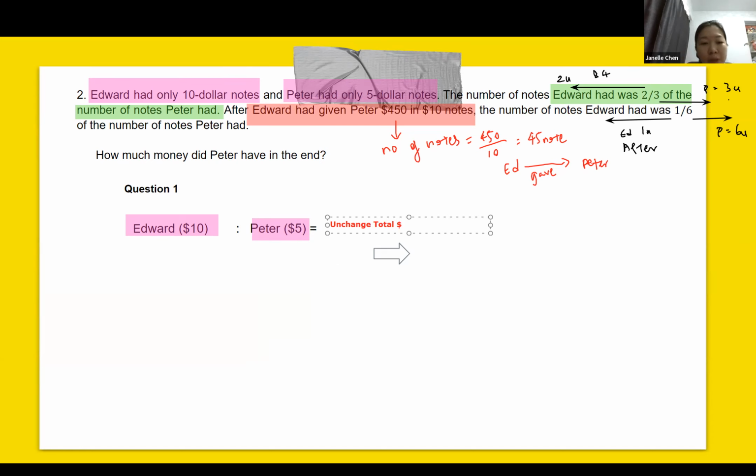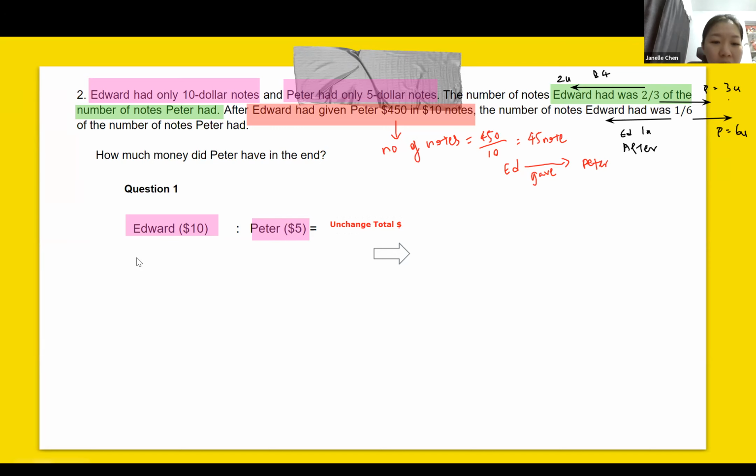So for example, Edward at first had $100, Peter at first had $50. The total amount between both of them is $150. When Edward gives $10 to Peter, Edward becomes $90, Peter becomes $60. The total is still $150. That's a brief example. So when it is an internal transfer between two persons, the total amount between both of them is unchanged.